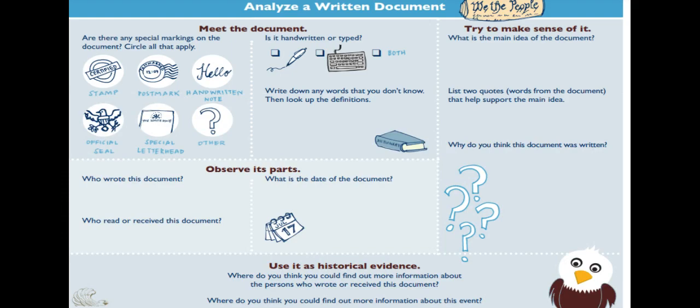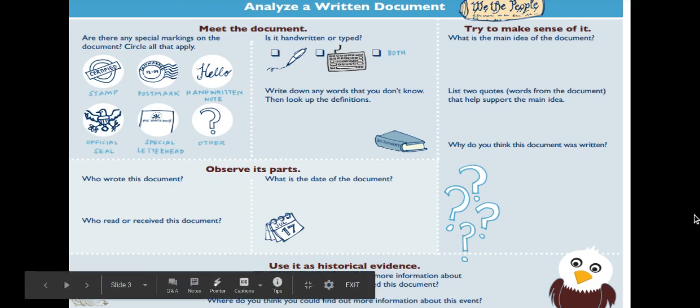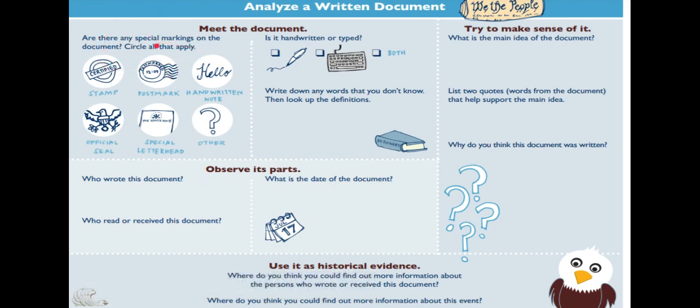So, when you analyze a written document, all right, so this is like the Constitution, this is a letter, just some form of document, there are certain things you want to do first. The first thing you're going to do is meet the document. Okay, you're going to see, are there any special markings on the document? Okay, and if so, then this is kind of like an outline. So, you're going to want to identify if there are any special markings. You want to ask yourself, is it handwritten or is it typed? And then you're going to want to write down words that you don't know and look them up.